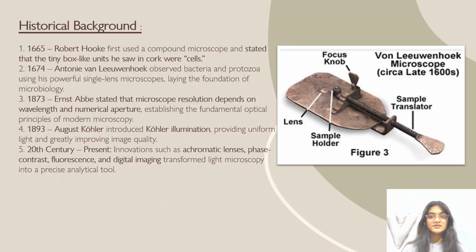The evolution of the light microscope is closely connected to the history of biology. In 1665, Robert Hooke observed cork and discovered cells. After 9 years, Antony van Leeuwenhoek observed bacteria and protozoa, becoming the first microbiologist. Ernst Abbe and Kohler later improved lens design and illumination. Each advancement increased accuracy, clarity, and scientific reliability.